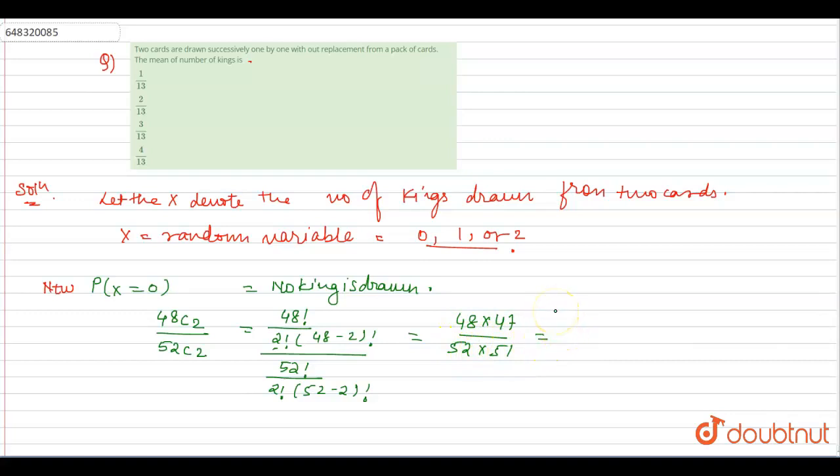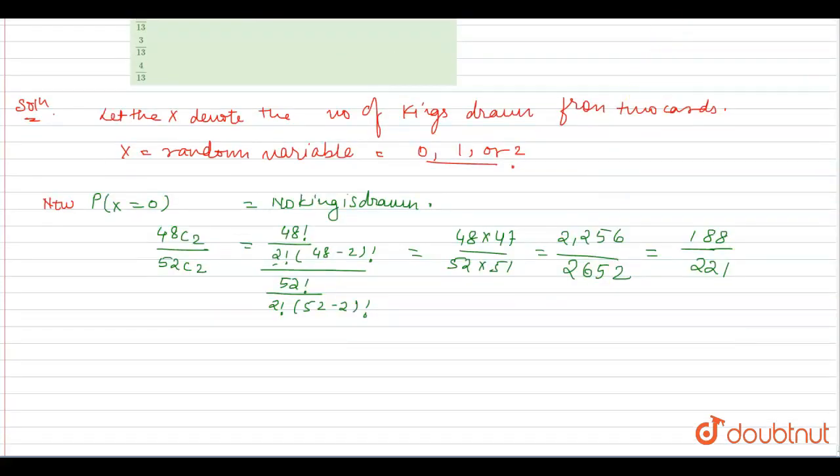Okay, so now multiplying it, 48 into 47 we get 2256. Now multiplying 52 into 51 we get 2652. Cancelling it by 12, we get 188 by 221. Okay, so this is our case 1 where no king is drawn.